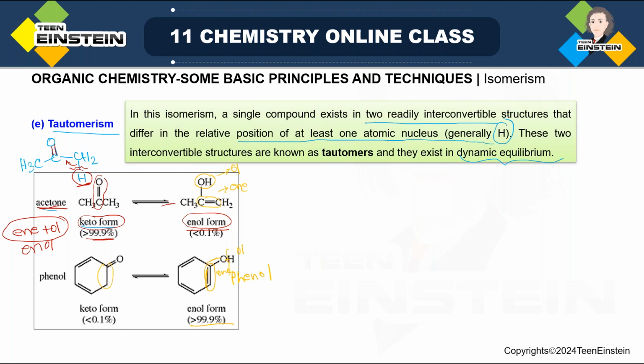Now if you are thinking why the enol form is greater than 99.9% here, the actual reason is that aromaticity is lost when the phenol molecule is converted to the keto form, and details of aromaticity will be discussed later, not now. And in the case of the keto form, this C=O double bond, its bond strength is very high, so it is more stable compared to the enol form.